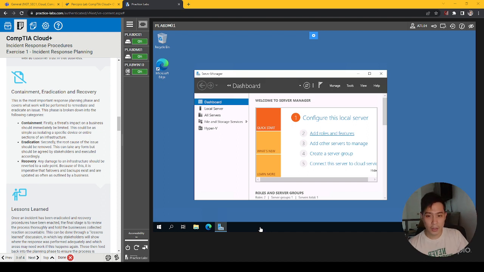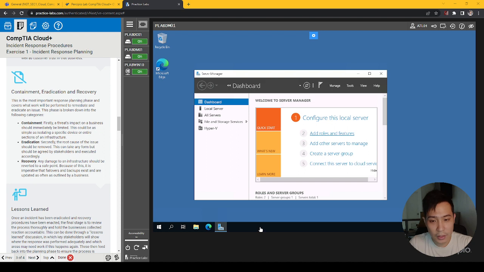Our next topic is containment, eradication, and recovery. Now, this is the most important response planning phase and covers what work will be performed to remediate and eradicate an issue. Now, this phase is broken down into the following categories. So, the first one is containment. Firstly, a threat's impact on a business should immediately be limited. This could be as simple as isolating a specific device or an entire section of an infrastructure.